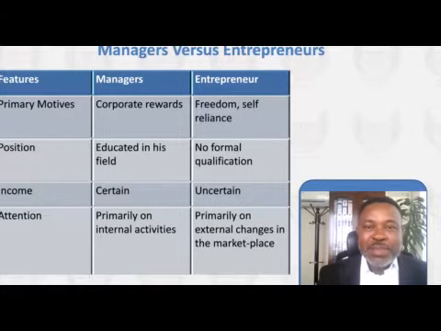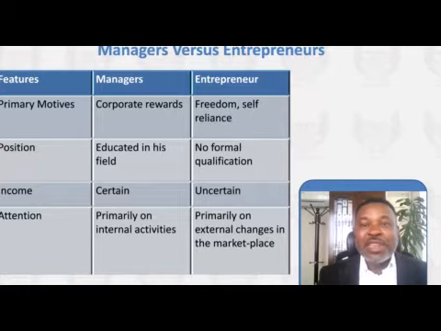Now, the second is position or qualification. A lot of managers are formally educated in their various fields, while many entrepreneurs do not have formal education on their enterprises. Take, for instance, a blogger who did not study mass communication. Another instance, the owner of a supermarket who did not study business admin or any commercial course.